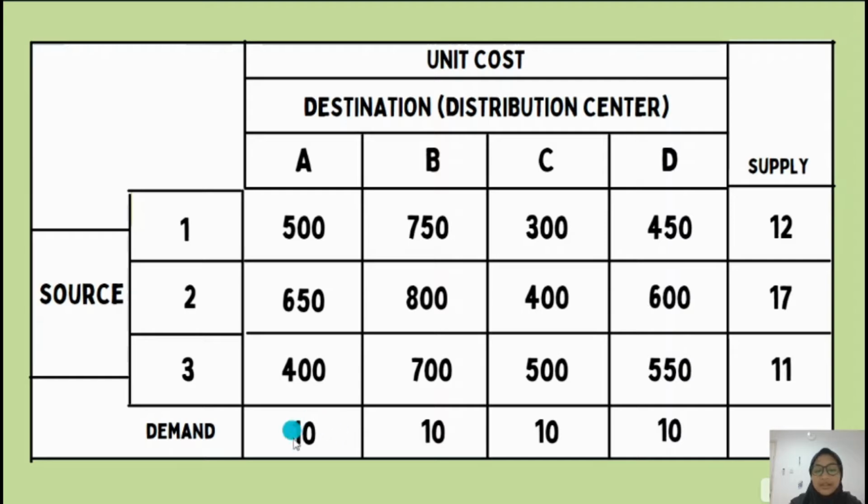The value is 10. For the supply, for source number 1, we have the supply 12. For source number 2, we have 17. For source number 3, we have 11. So my friends will explain the next step.